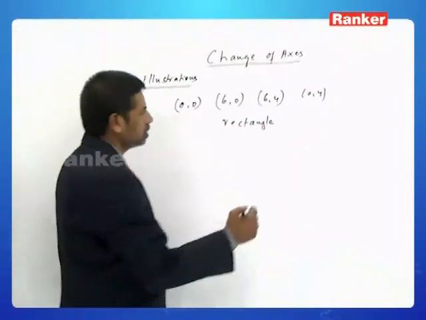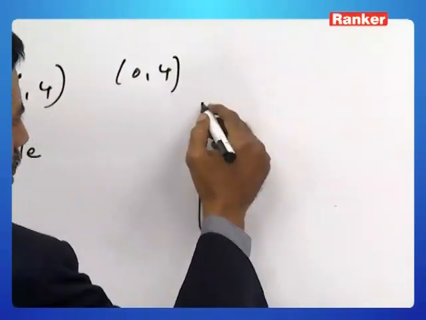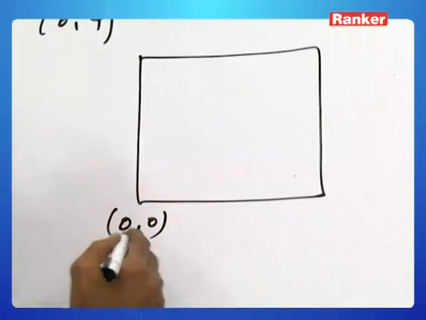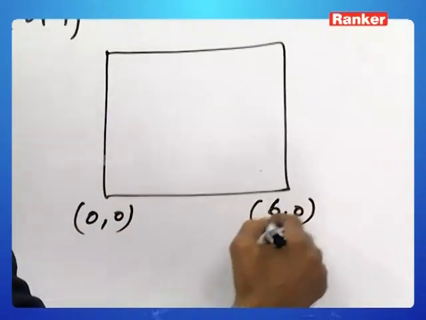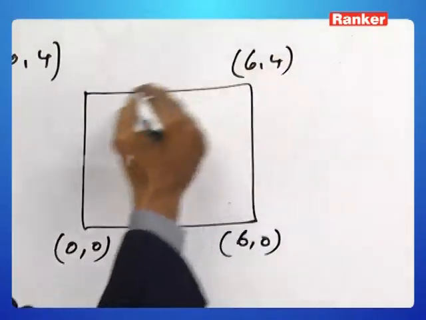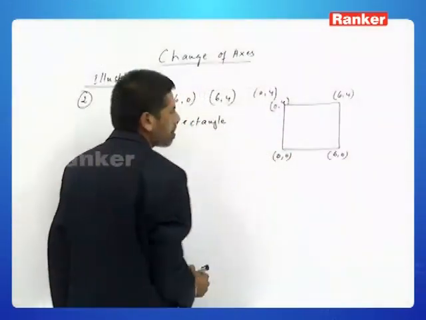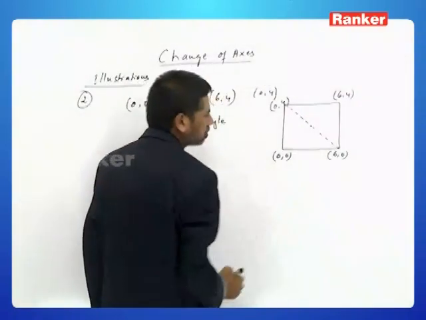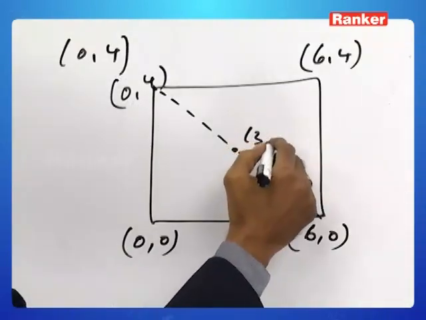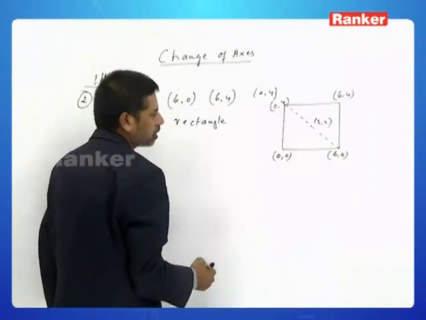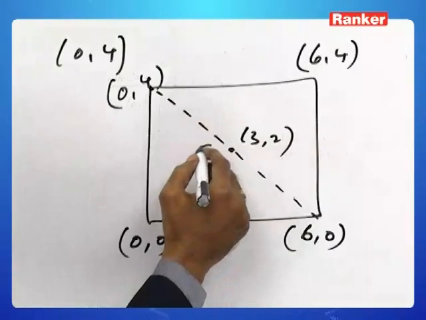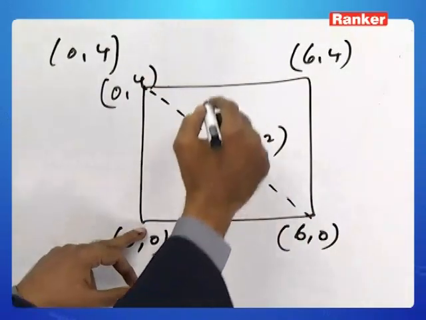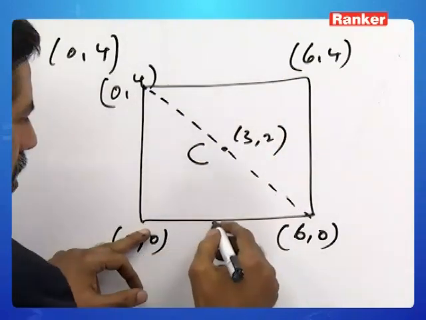Let us look at this rectangle. One corner at 0, 0, then 6, 0, 6, 4, 0, 4. So you can take any diagonal, bisect it, and you will get 3 comma 2. You can do it in any way you want, and suppose you call this C. Now with respect to the origin here, these are the coordinates. Suppose the axes are shifted. Let us make it more clear.